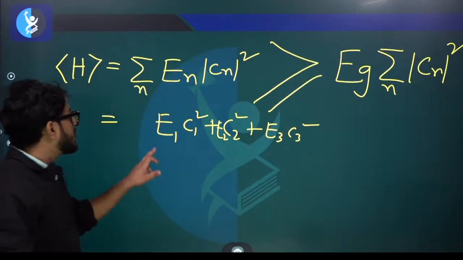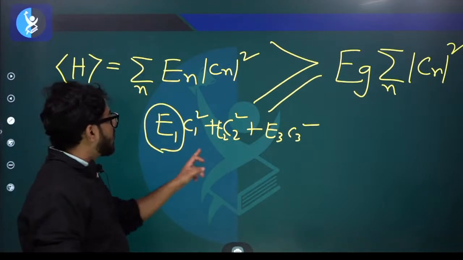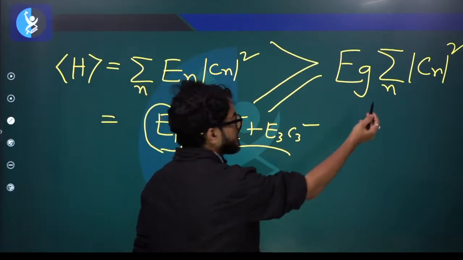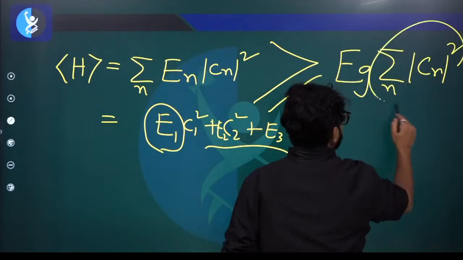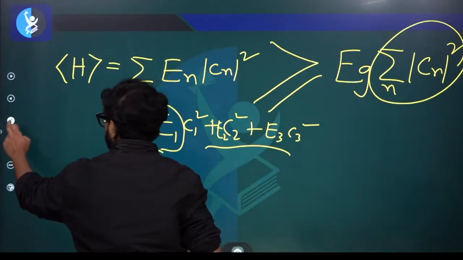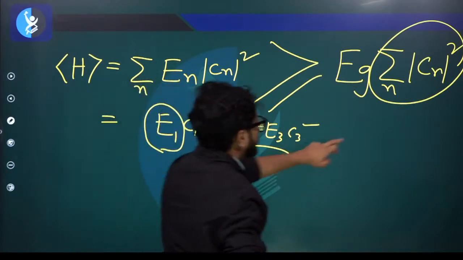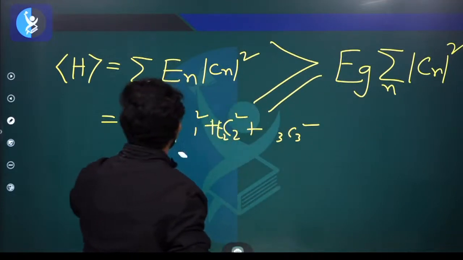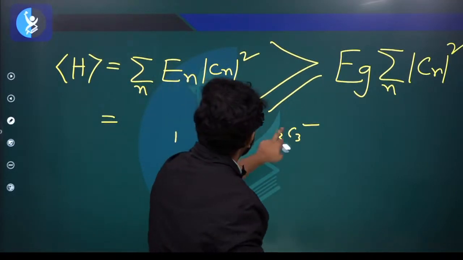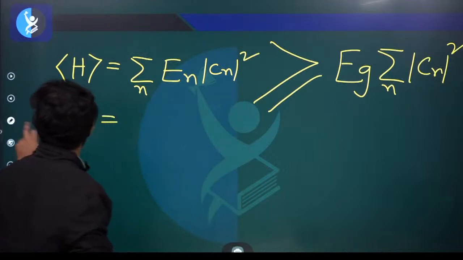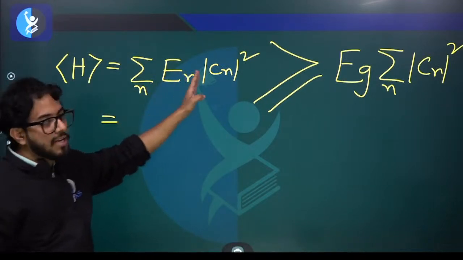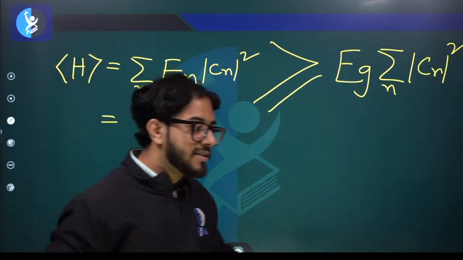Now this is my ground state, but there are lots of other terms. So I know that the sum over n of mod Cn square is equal to 1. So what I get is this Eg. Tell me, do you agree with me that this summation is greater than the ground state energy? Do you agree with me? Because there are lots of other terms other than the ground state energy.